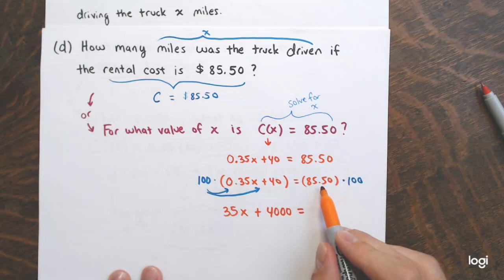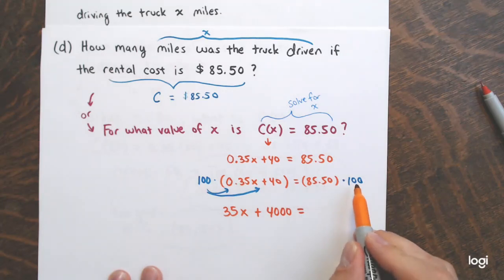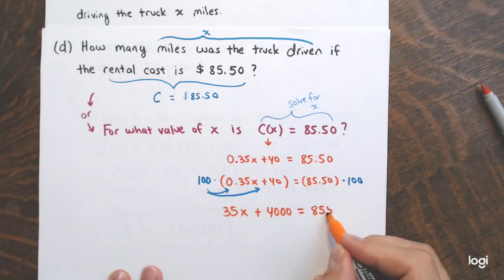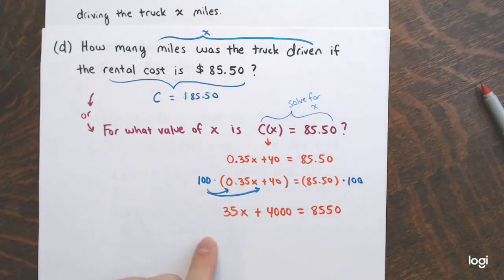And then on the other side, same thing, 85.50 times 100, move the decimal place to the right 2 places, would be 8,550. All right, now I have nice whole numbers involved in my equation. Okay, wonderful. And it's easy to solve now, right? It's a nice linear equation.